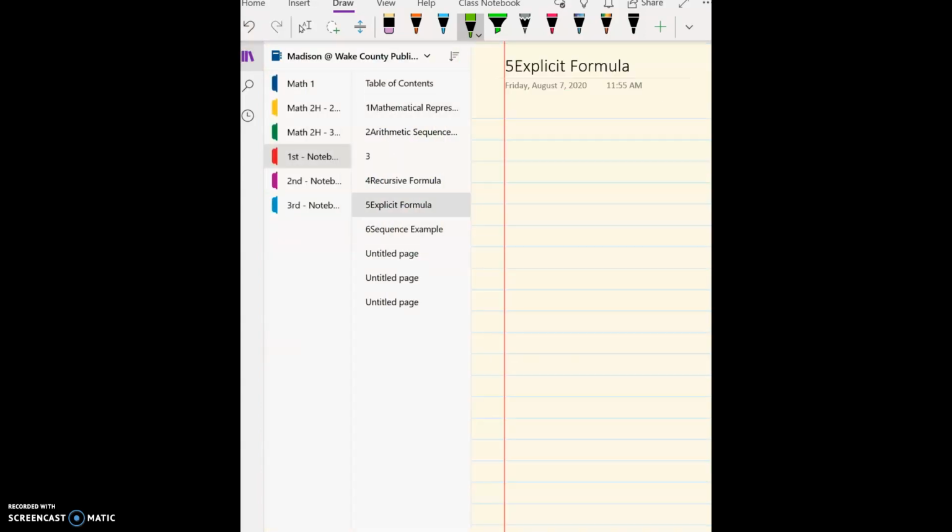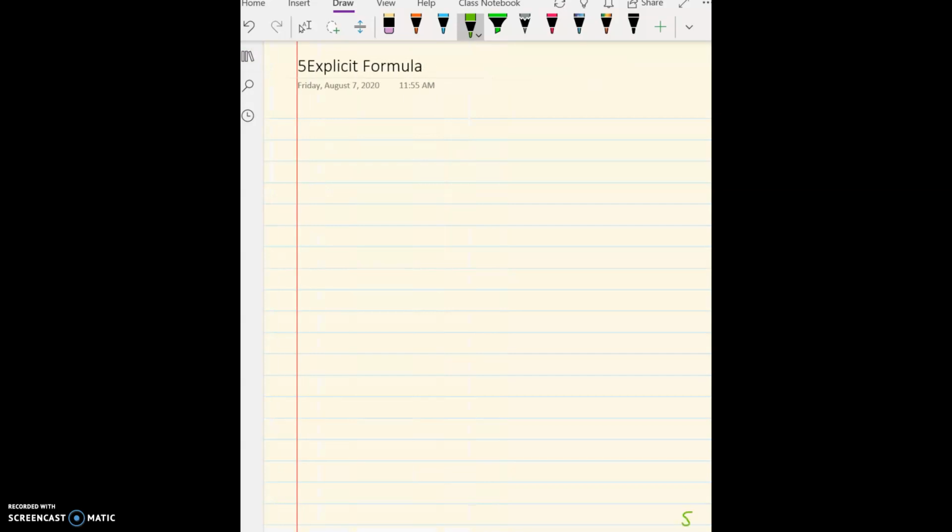So we're going to add page 5 to our notebook. So this should be the 5th page. And this is going to be the explicit formula. And we are going to add to these, just like the last formula notes that we took for the recursive formula. We are going to add to these when we take notes for one of our other lessons.